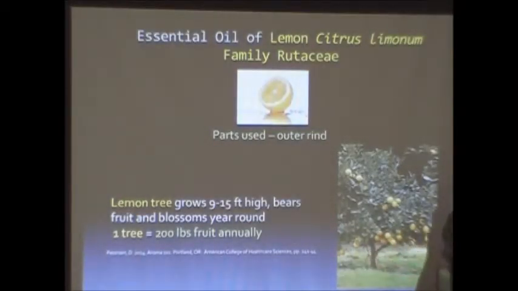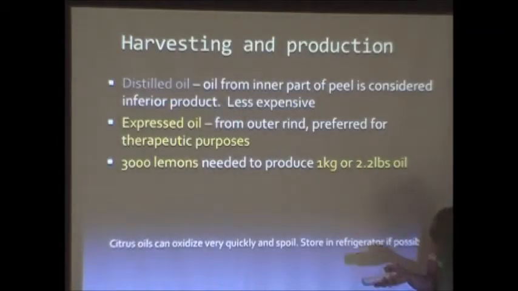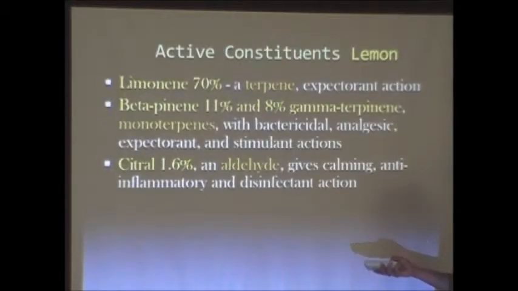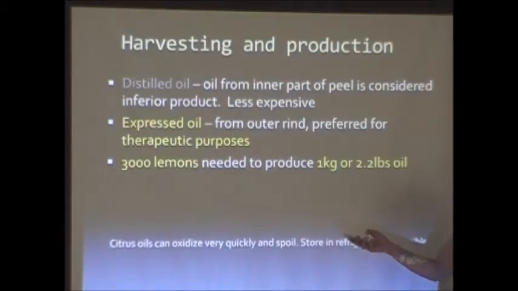Lemon's another great oil that has a lot of different uses. I'll pass this frankincense around too. So it's pretty strong. One tree produces 200 pounds of fruit a year, and that's from the expressed oil. Again, the rind, the outer rind, the inner rind is inferior oil. So that's a lot of some of the lemons you may feel. That's not the therapeutic oil. Oh, and you saw that 3,000 lemons to make 2.2 pounds or a kilo.